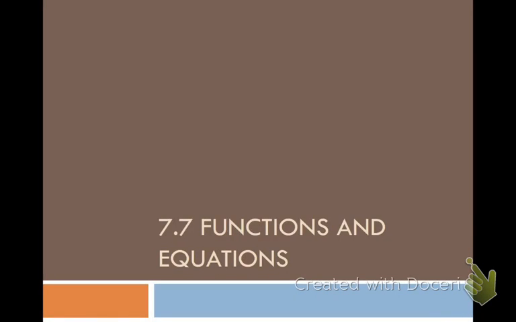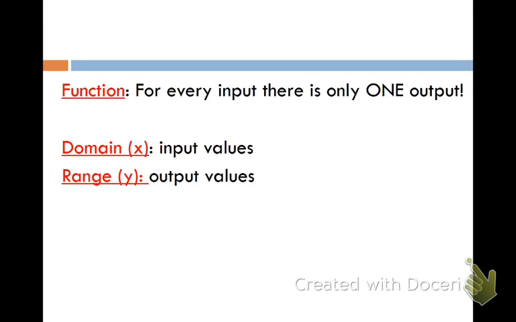Today we're starting 7.7 functions and equations. There's a few vocab that I would like you to know for today. The first one says function. For every input, there's only one output. So the key word there is one output, all right? So whenever we put one thing in, we're only going to get one thing to come out.